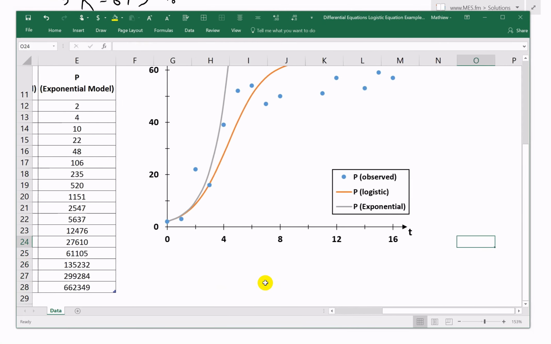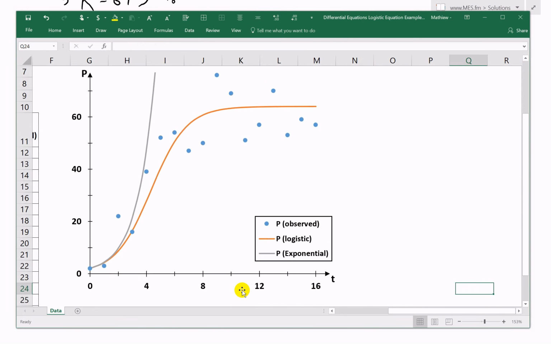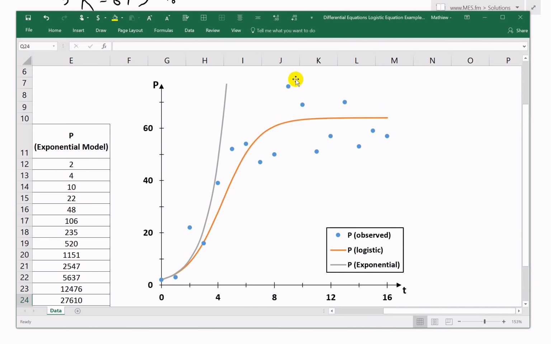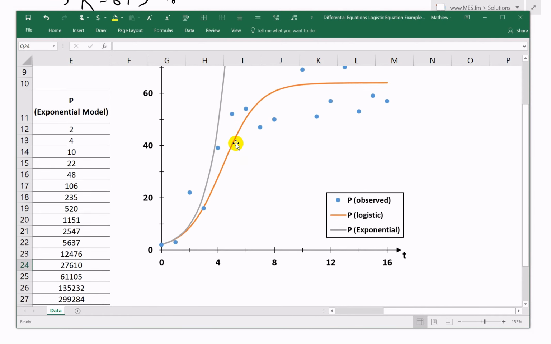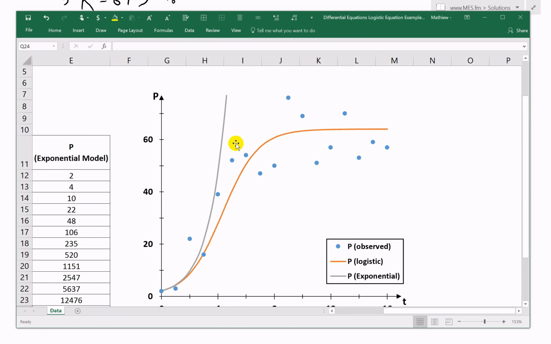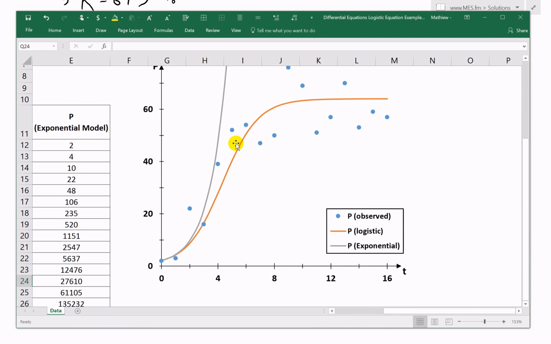And now here I've graphed those out. If you graph them out, it looks something like this. This is the population. As you can see, the logistic model is in orange. It's matching up with this observed data in blue dots reasonably well. But the exponential model, as you can see, after about 5-ish, just goes really, really high and way off. So the logistic model is much more accurate for the population growth of this bacteria than the exponential model.